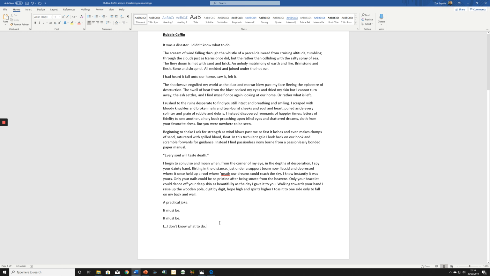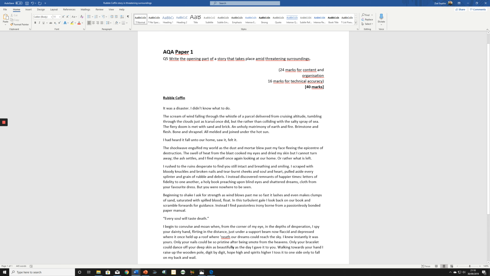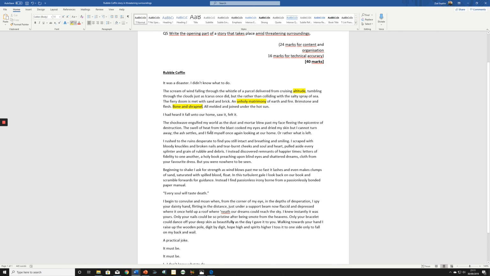Very well written prose. I enjoyed it. The language is of a good quality. Okay, this is what I mean when I'm talking about ambitious vocabulary. So let me draw your attention to it. Highlighter time. I liked, yes, altitude, unholy matrimony, bonus shrapnel. I like the juxtaposition here. Okay.